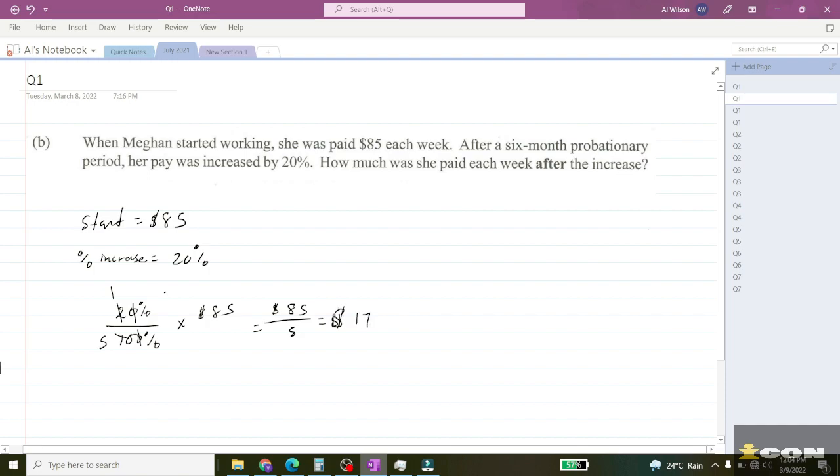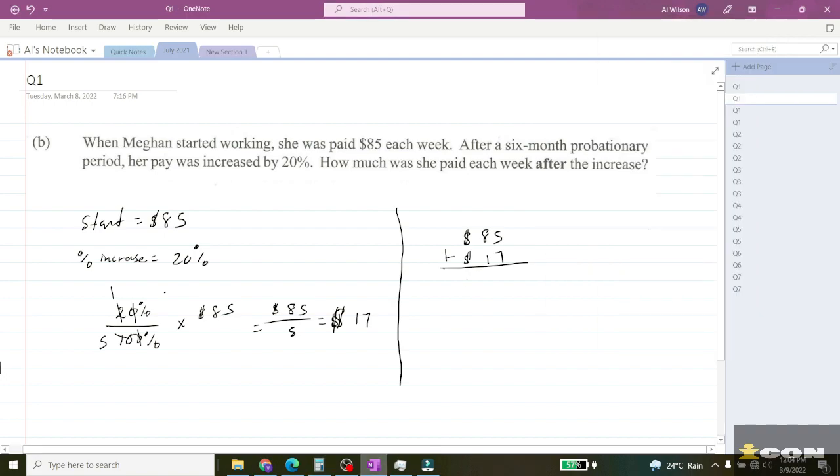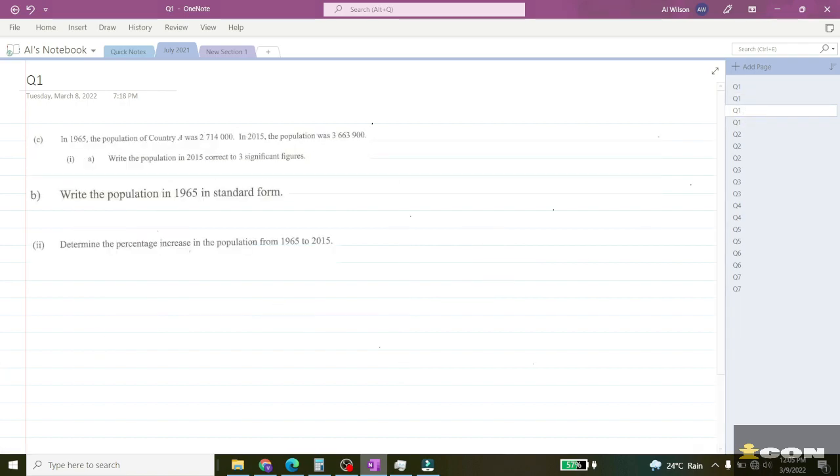So her increase is $17. Now to know what her new payment is per week, we'd have $85 plus $17. So what this is actually going to be equal to is 102. So that's her new payment per week. Moving on to the next question.